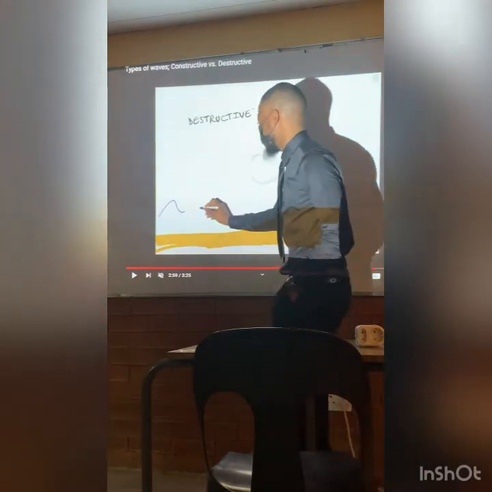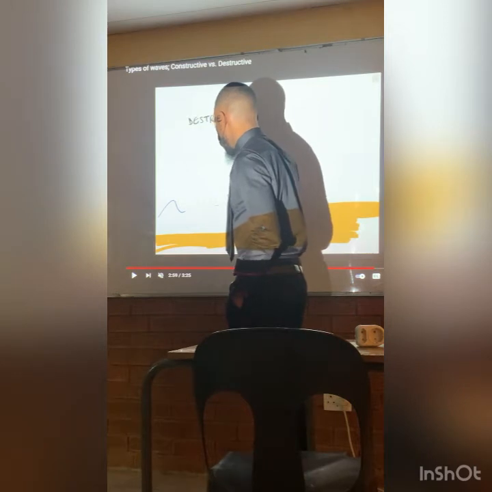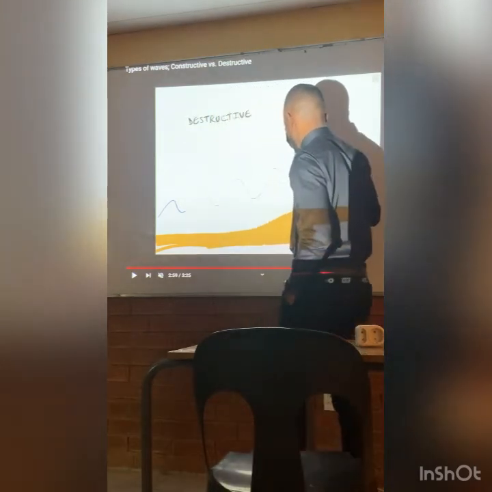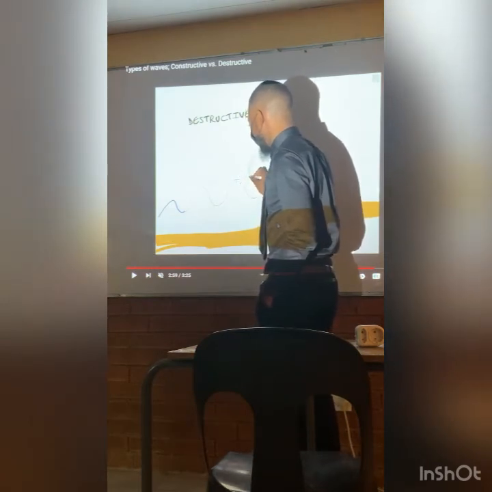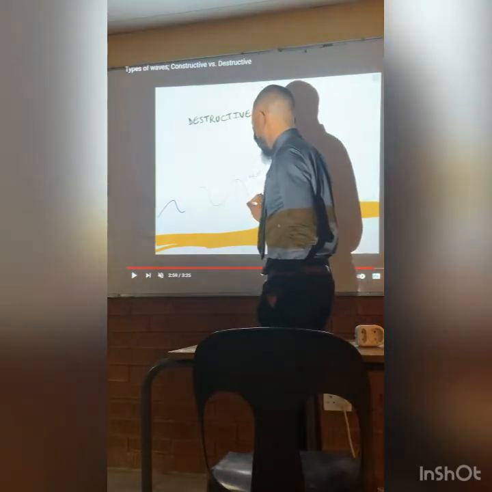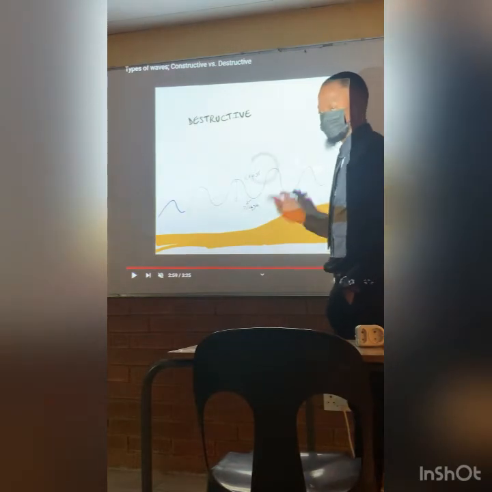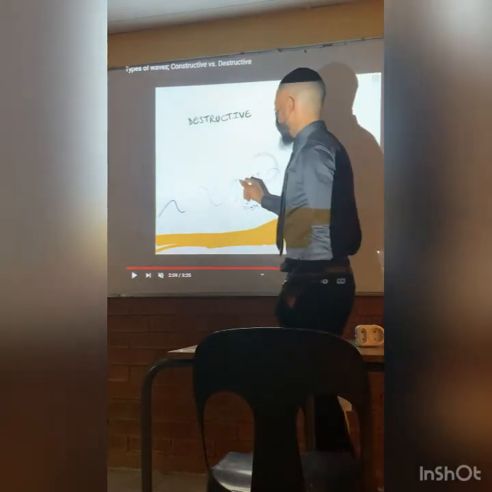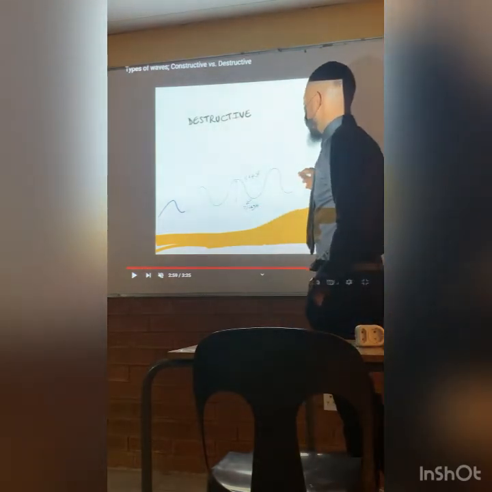With destructive waves, the wavelengths are much higher. This is the wavelength. The top of the wave is known as the crest, and the bottom is known as the trough. The distance between the crest and the trough is what we know as the wavelength. So there's a higher wavelength with the destructive waves, and they are further apart.